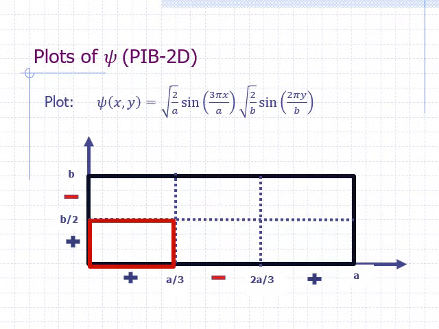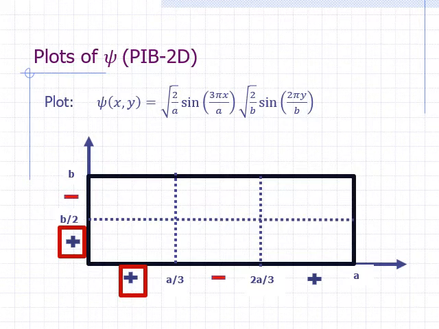Let's look at this section from x equals 0 to a over 3 and from y equals 0 to b over 2. The part that depends on x is positive here, and so is the part that depends on y. The product of 2 positive numbers is positive, so we expect the wave function psi to be positive in this section.